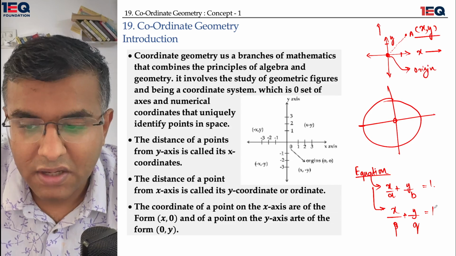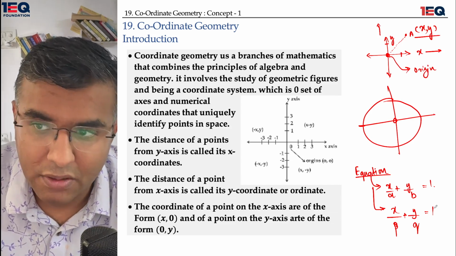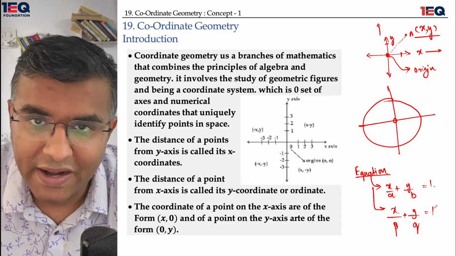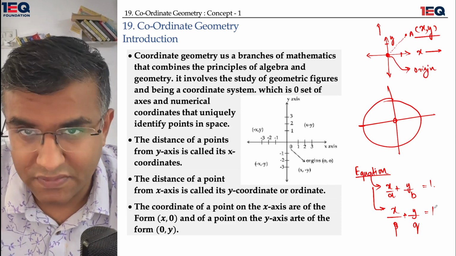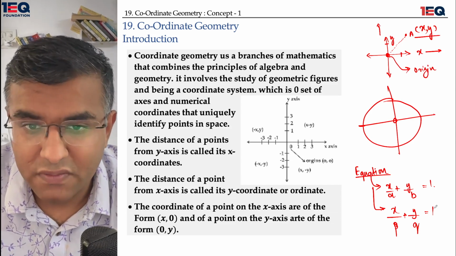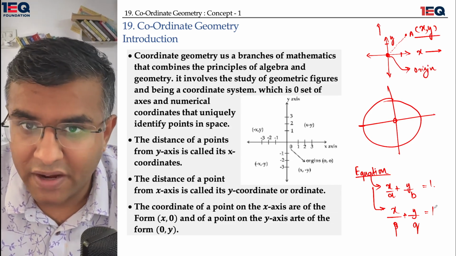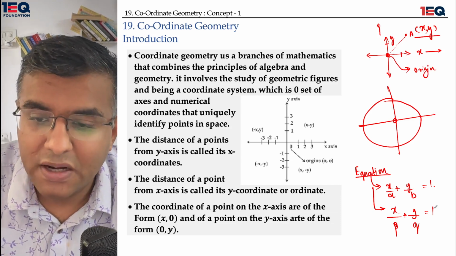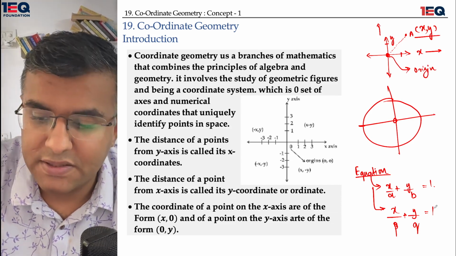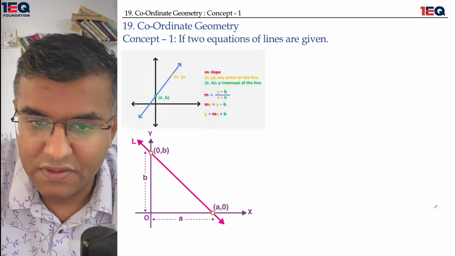Whenever we are trying to find a common point between two lines, at that time we will have to find out the solution of the equations. When I say solution of the equations, I mean to say that you'll have to find out the value of x and y. That is when you'll be able to find out the intersecting point of two lines. So that is the solution of the equations.